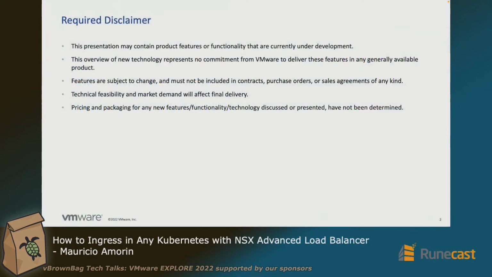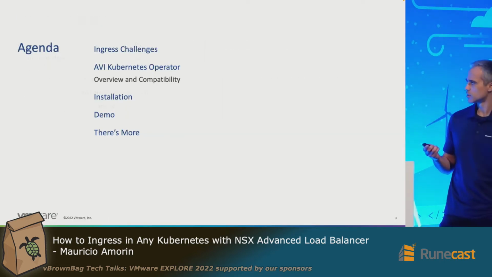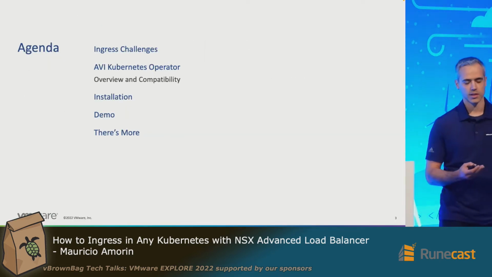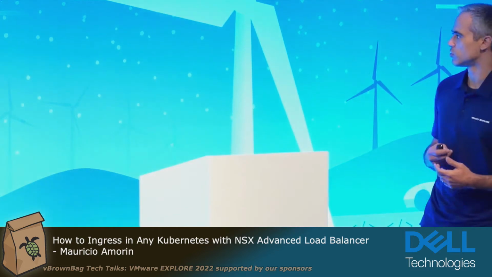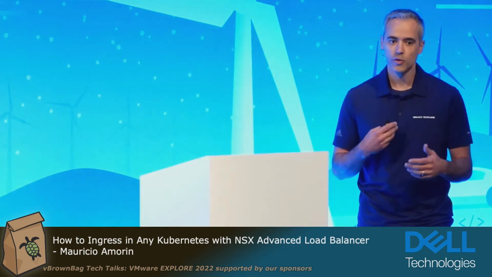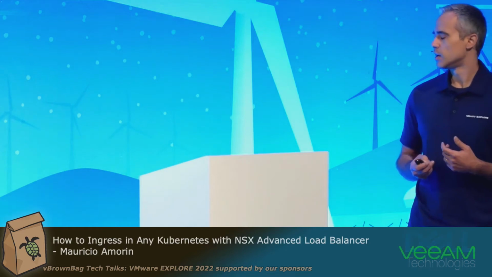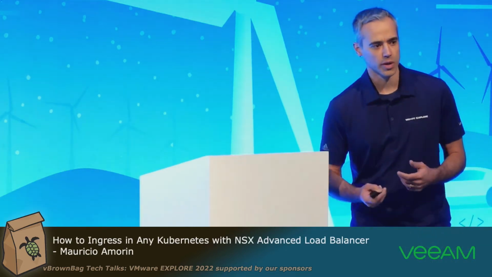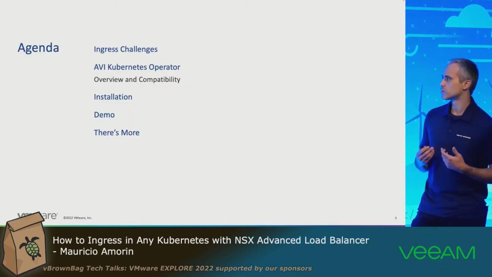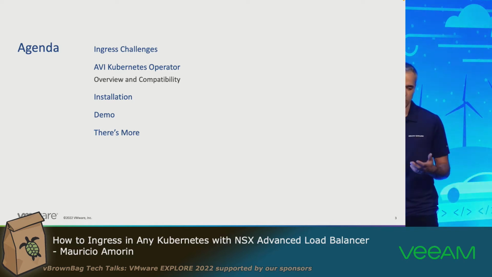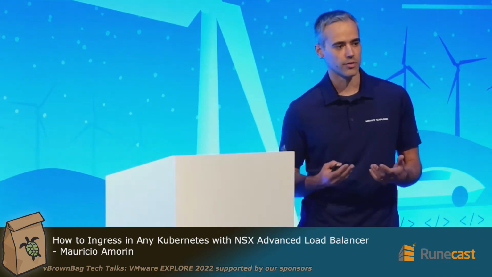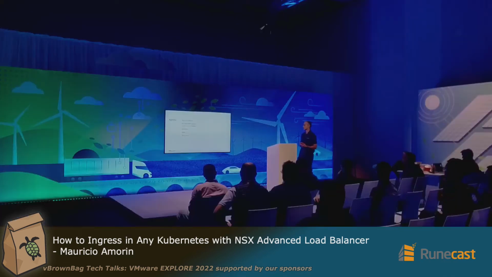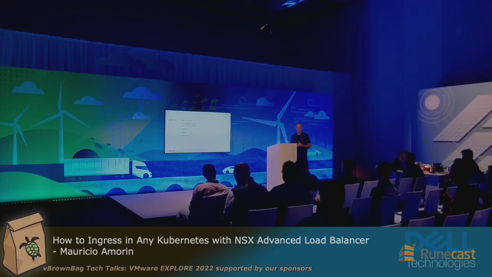So this is a disclaimer. There's nothing new here. What we're going to talk about today is some challenges that we've been seeing customers having when they're trying to do container ingress in different flavors of Kubernetes clusters, and how NSX Advanced Load Balancer, or AVI, can address those challenges. And also, I'm going to show how you can actually install AVI and the benefits you can have when you have AVI as your ingress controller.